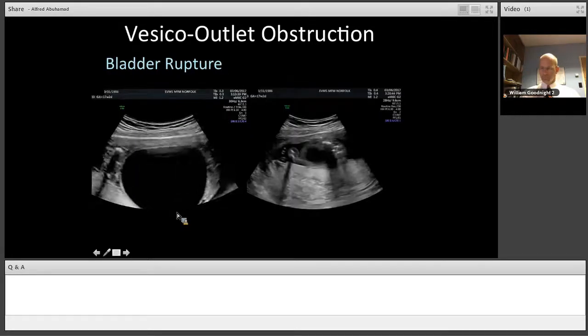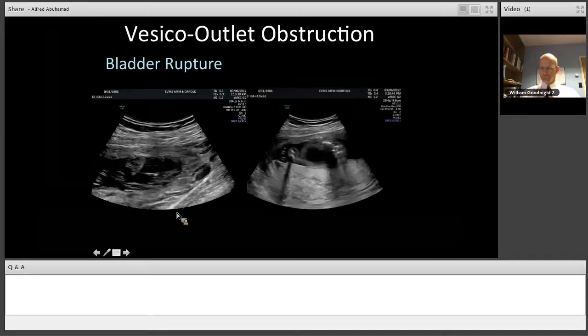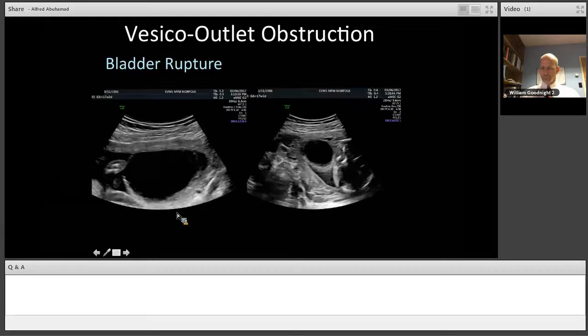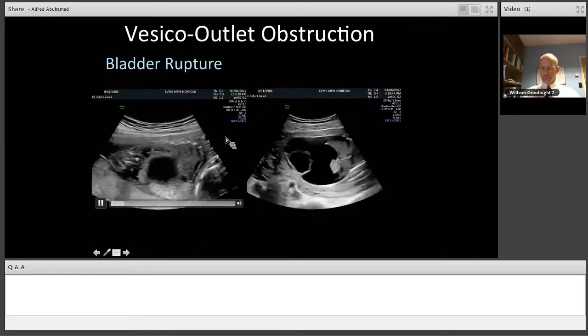So one thing to remember is sometimes the bladder can rupture. And this is a patient that we scanned recently. This is, I think, like last month. And you could see here the ultrasound, and the fellow was scanning her right here.